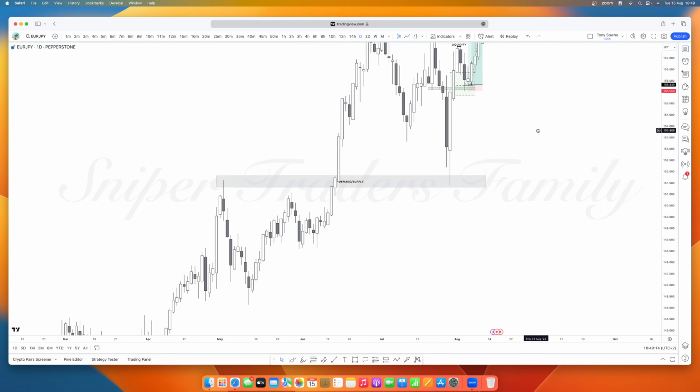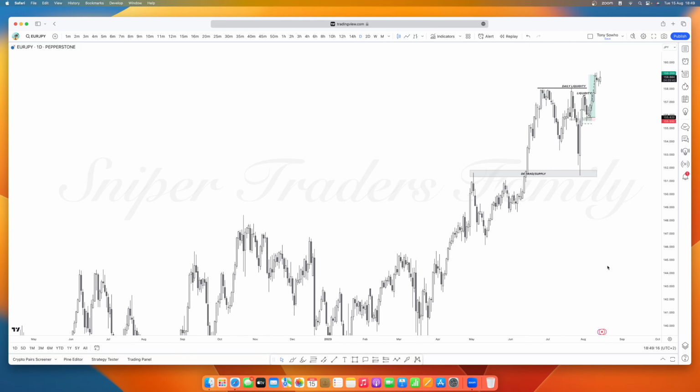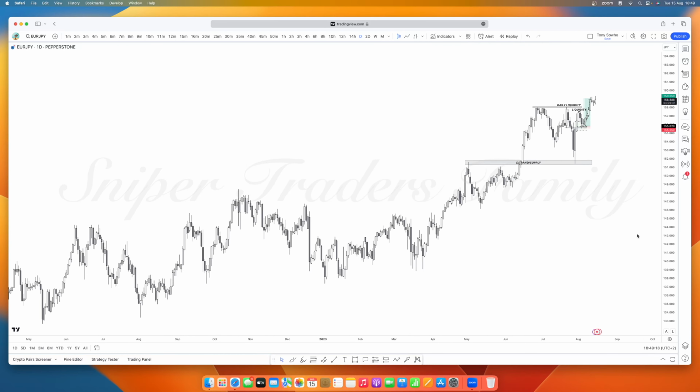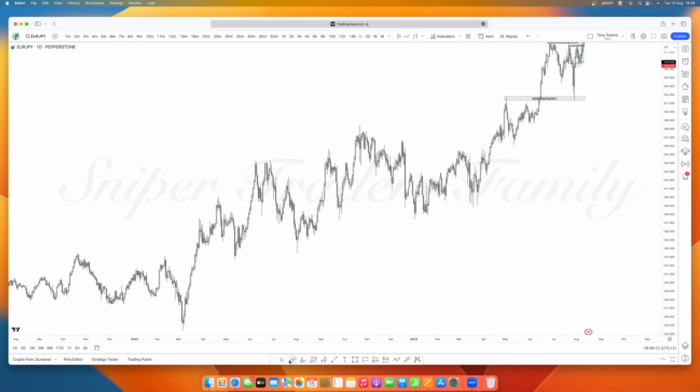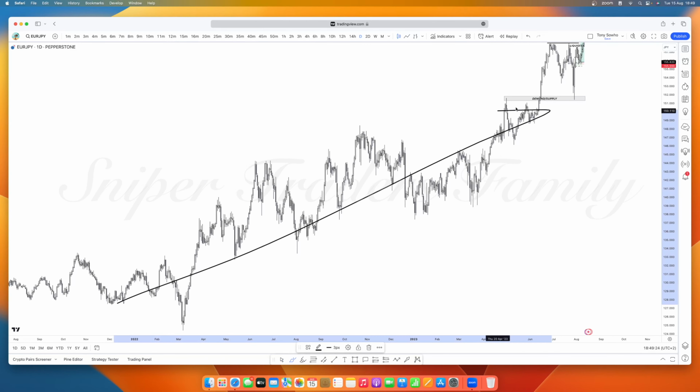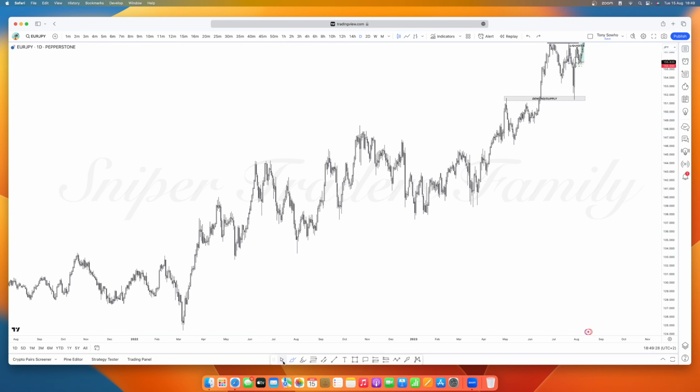Right now, let us look at the structure of the market. What has been happening to Euro JPY for a long time? It is clear that Euro JPY has been going to the upside. This is very, very clear. You can all see that Euro JPY is going to the upside.